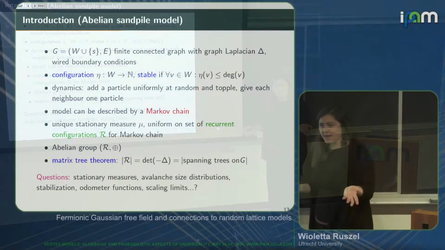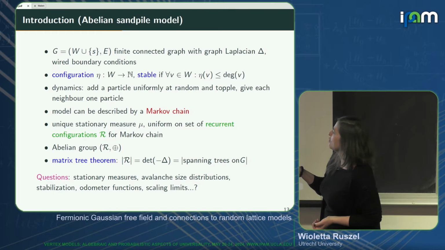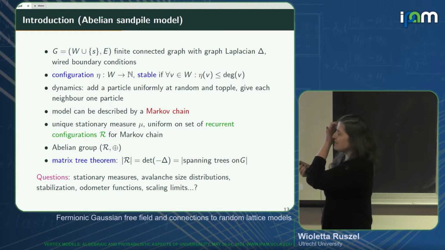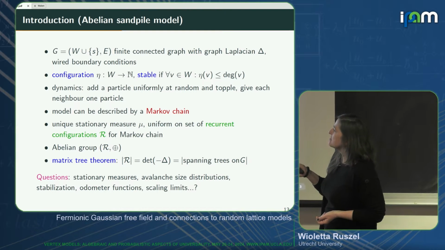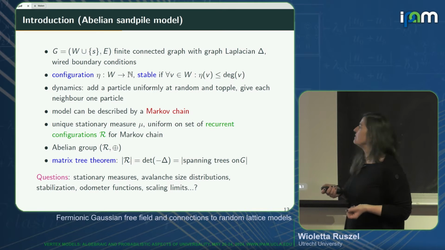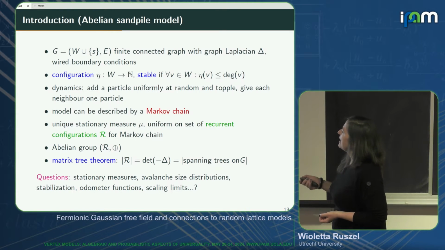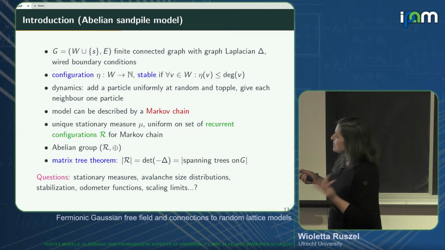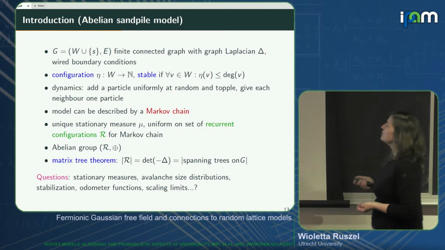So you can play this game, you can imagine, on any kind of graph. Okay, I call my vertex set W for a reason which will become clear a bit later. So our graph consists of some vertex set with a distinguished vertex, which I call the sink, which is the wiring, and a set of edges. And the sandpile configuration is a map from this vertex set to the natural numbers, and we call it stable if it's smaller or equal to the degree.